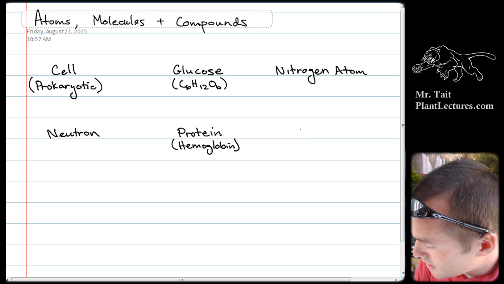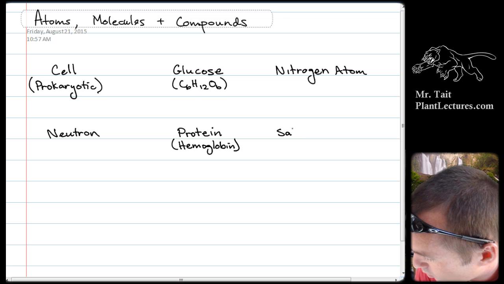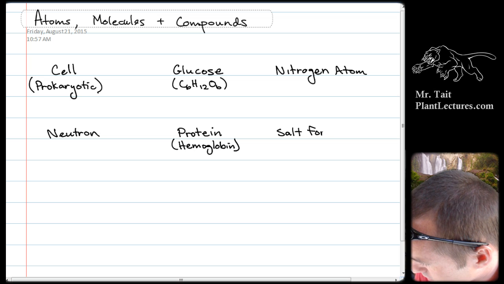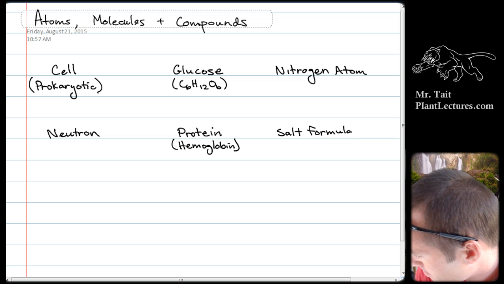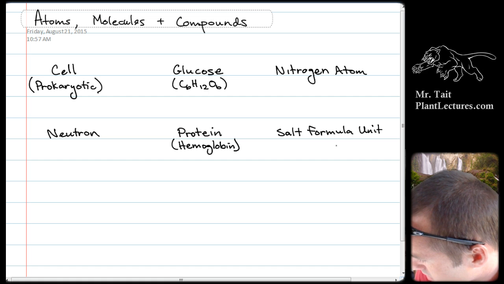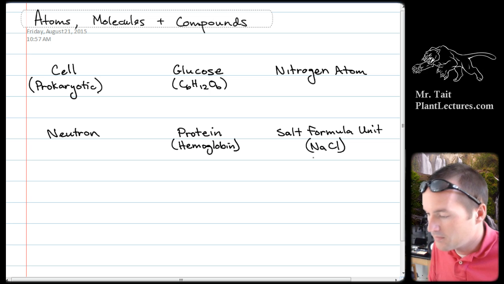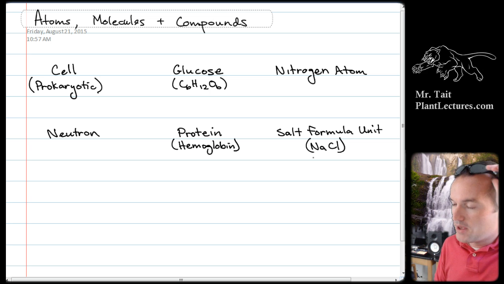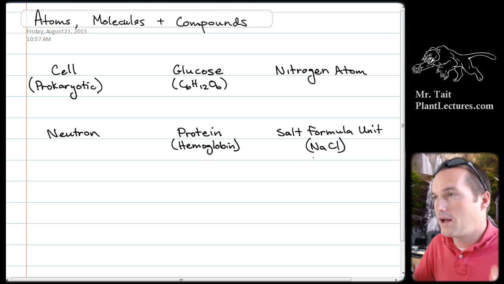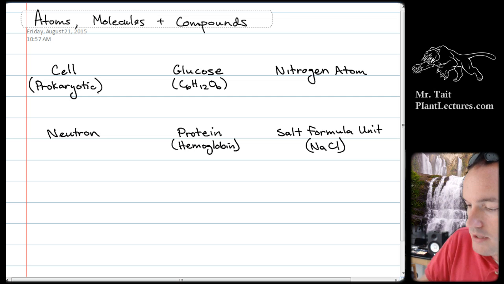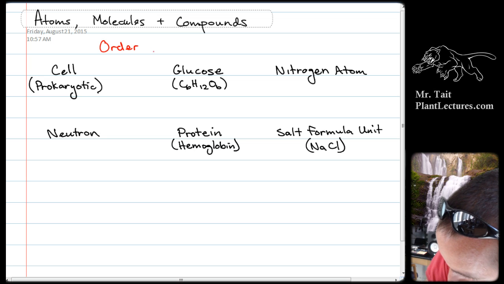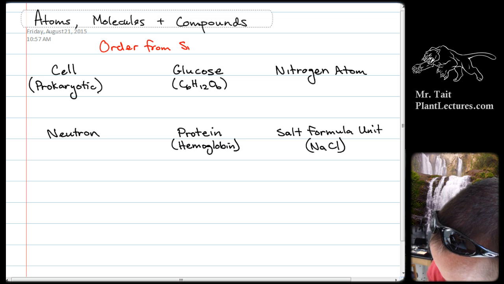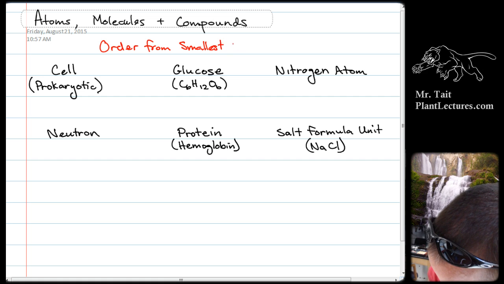And then the last thing is going to be a salt formula unit, specifically table salt, which is sodium chloride. Salt formula unit, which is NaCl. Okay, so take a minute and organize these from smallest, which is 1, to largest on your paper. So order smallest to largest.